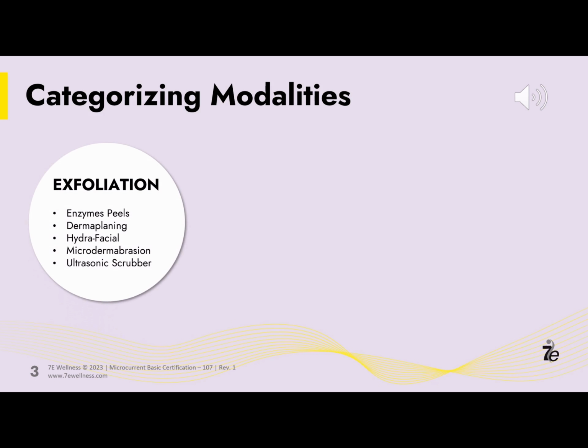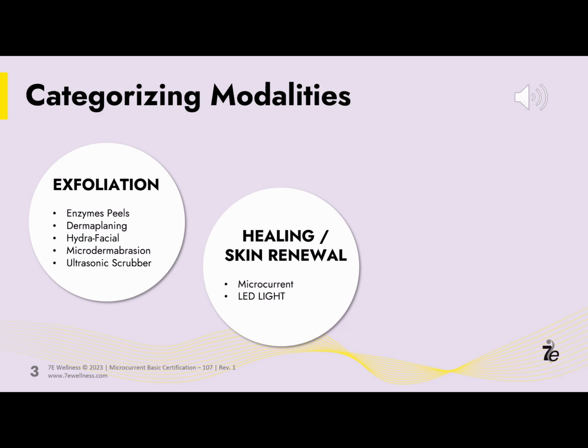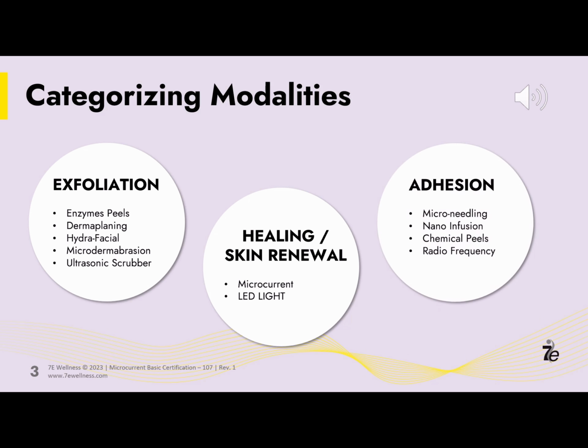Modalities fall into three categories. The first category would be exfoliation. Exfoliation can consist of microdermabrasion, hydrofacial, enzyme peels, dermaplaning, as well as your ultrasonic scrubber will fall under this category. Usually you will go into your next category, which is a modality that creates an adhesion.